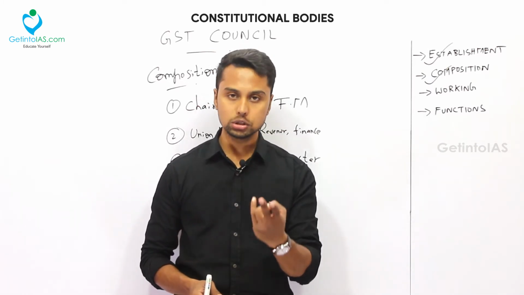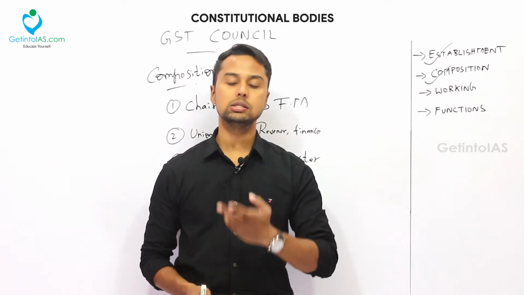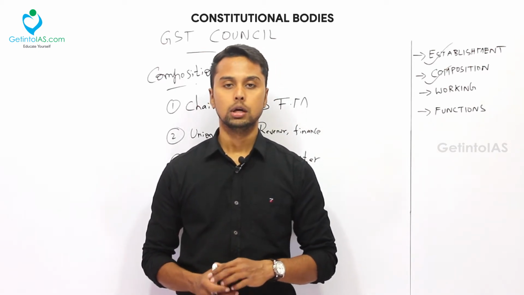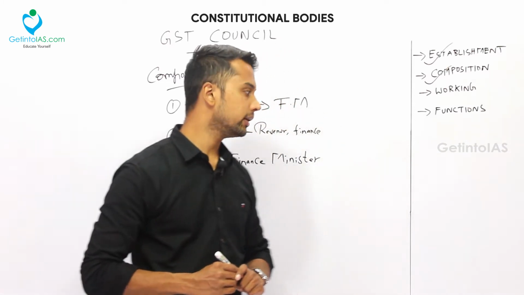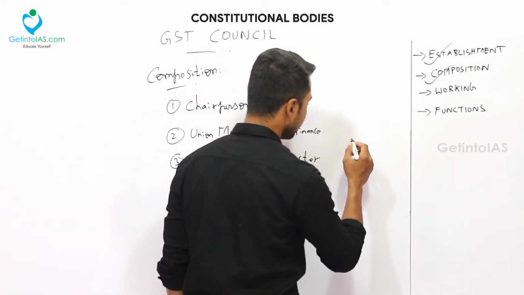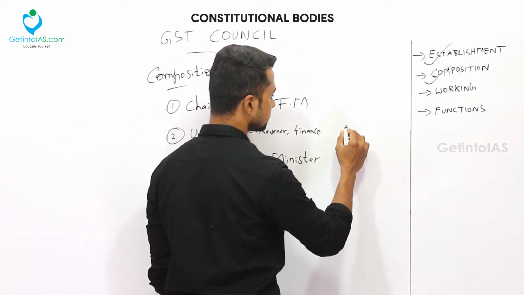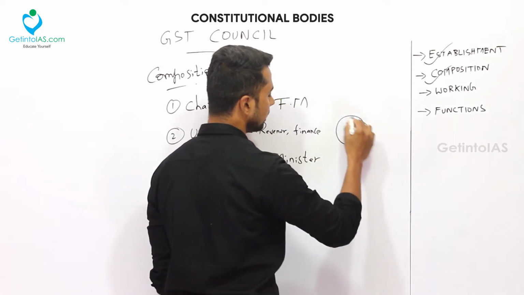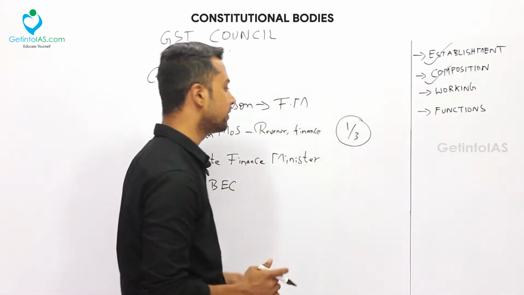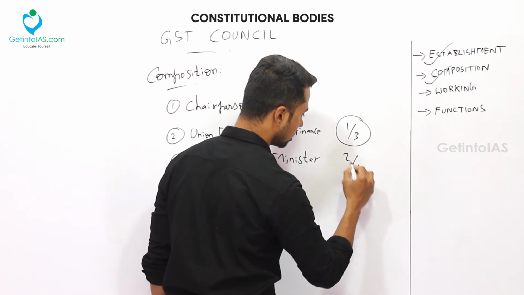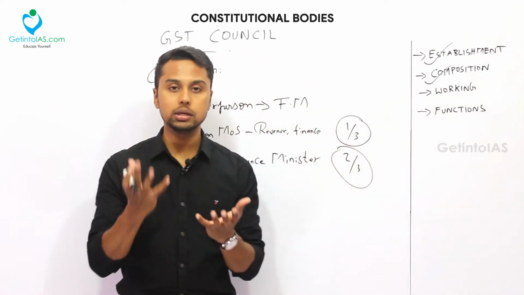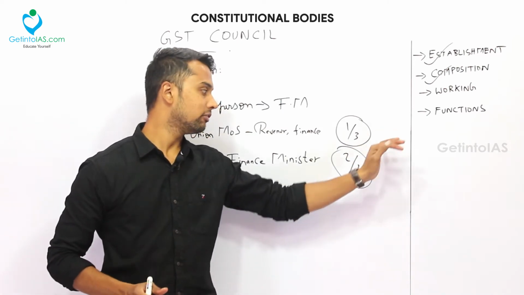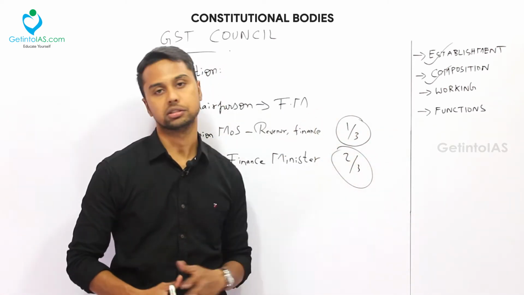On the basis of votes or majority only, the decision is always taken in this council. So what about the weightage of the votes? When coming to the weightage of the votes, the central government will have a weightage of 1/3 and the state governments will have a weightage of 2/3. Since I told you the cooperation of the center and the state government is necessary for this, that's why the weightage of votes has been given in this fashion.